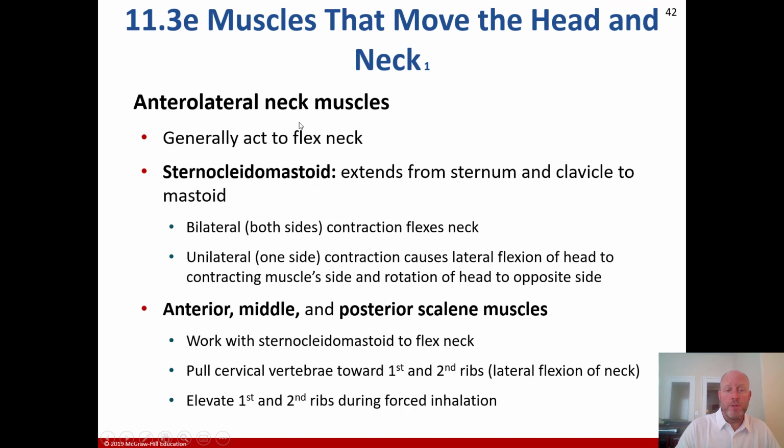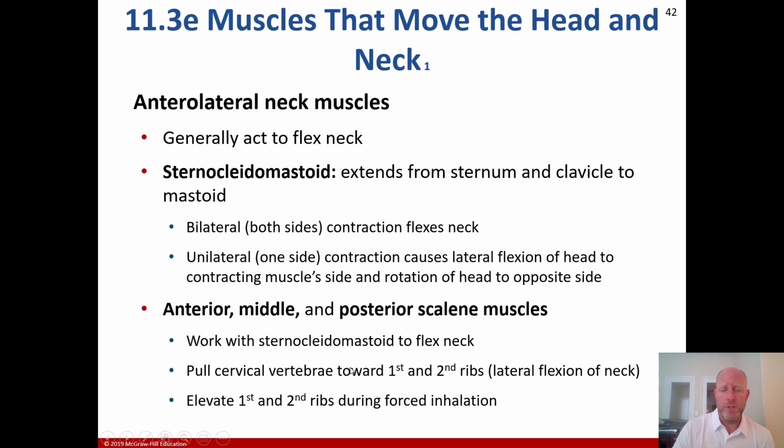Our anterolateral neck muscles generally act to flex the neck. The sternocleidomastoid extends from the sternum and clavicle to the mastoid. It's bilateral, as in both sides. Contraction flexes the neck. The unilateral, or one-side, contraction causes lateral flexion of the head to the contracting muscle side and rotation of the head to the opposite side. Sternocleidomastoid plays quite a role in that regard.